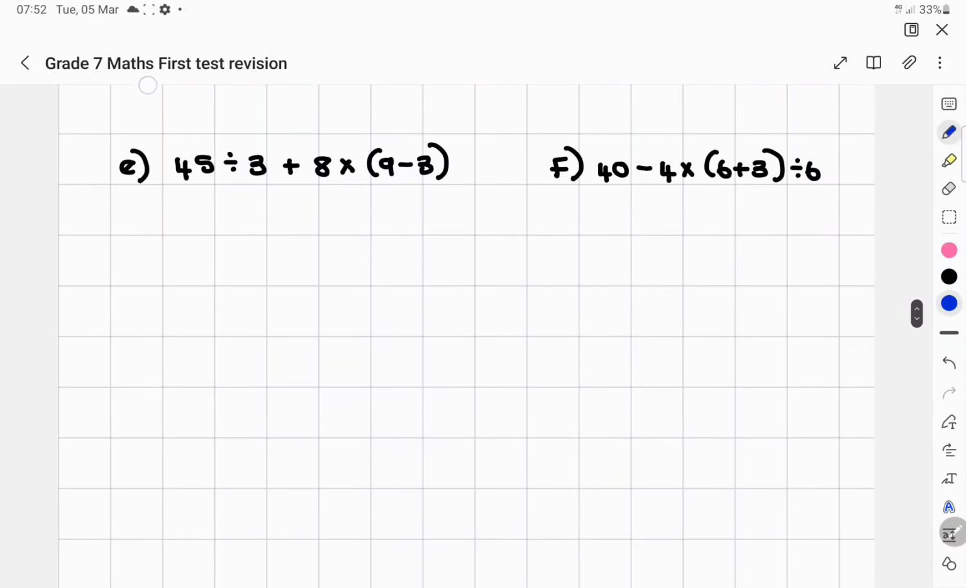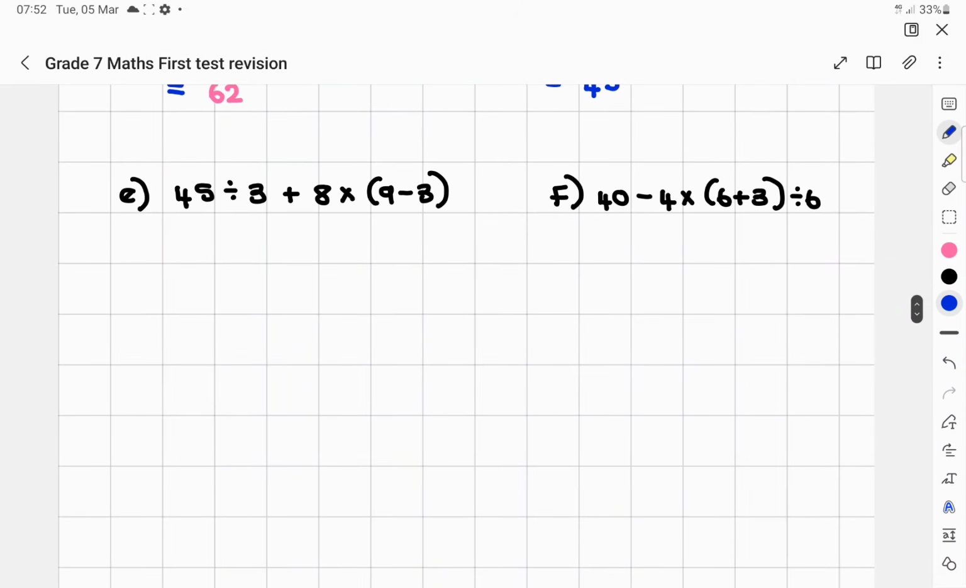Okay, easy peasy. If you want to pause and do those two sums first and then check your answer, you can do that.